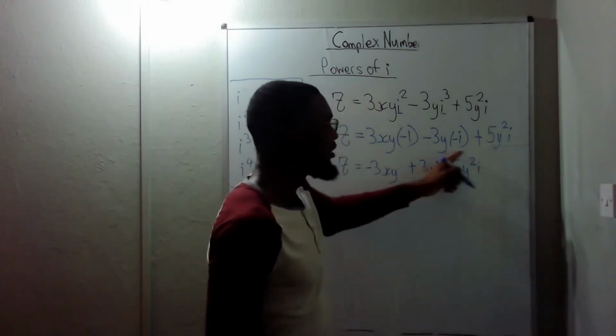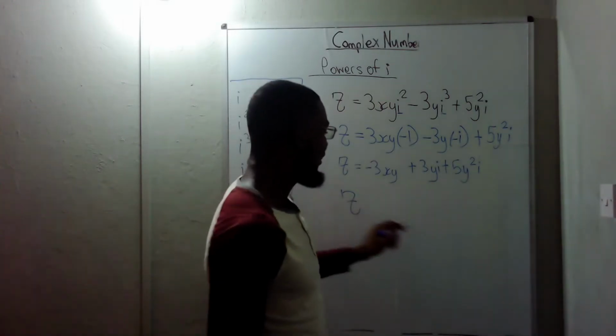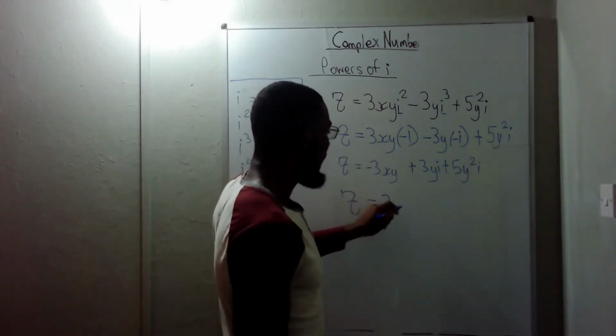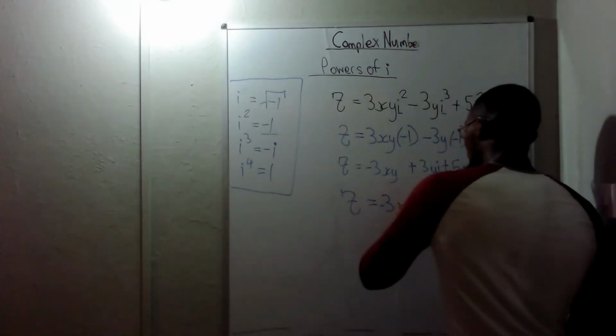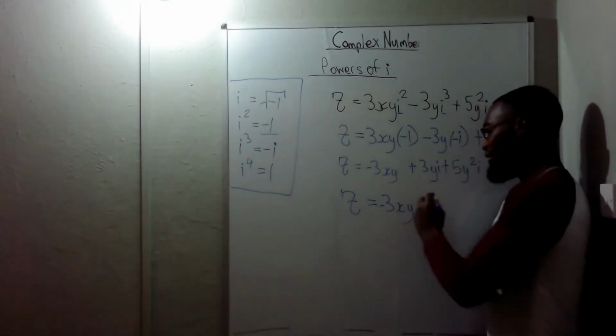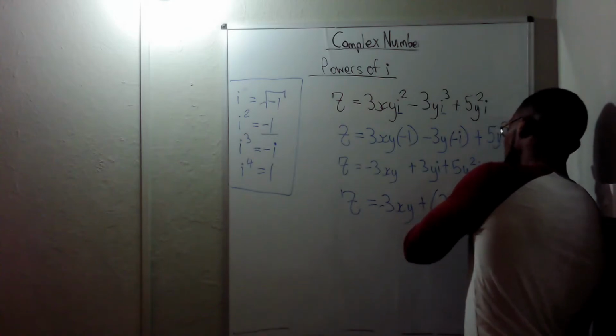Now look at this. These two have i in them, so we can factor out the i. So we have minus 3xy, plus, factoring out the i, we have 3y plus 5y squared.